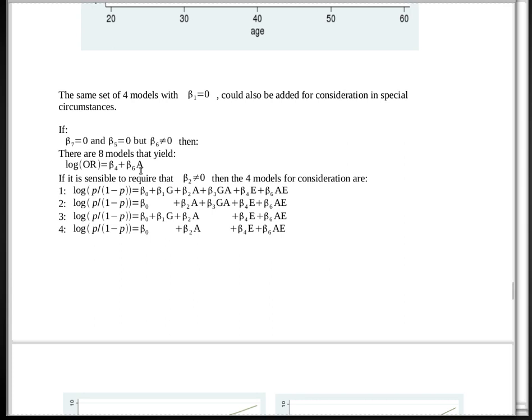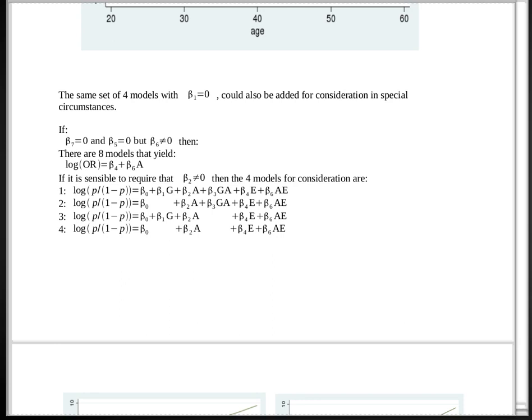And notice that if beta 6 is non-zero, this is saying that the log odds ratio is a function of age. It depends on age, and hence age modifies. So as we had before, we can then contemplate the different models that might be in play here. All right.